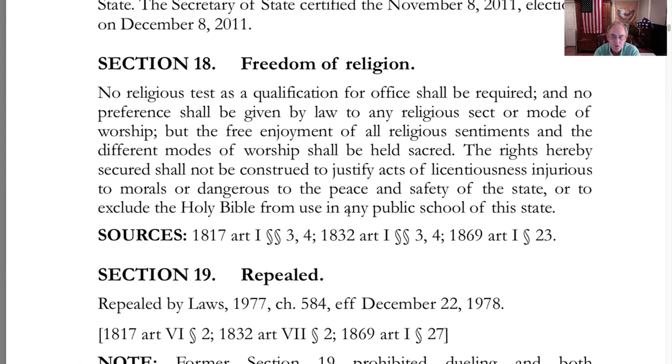And it's also constitutional because it's required for statehood by Article 4, Section 3 of the U.S. Constitution via the Northwest Ordinance. Religion, morality, and knowledge are necessary for good government and happiness of mankind. Schools and the means of education shall forever be encouraged, and everything in the Bill of Rights is excepted from the general powers of government and is to remain inviolable. You can't violate this. And you can't exclude the Holy Bible from use in any public school in this state.